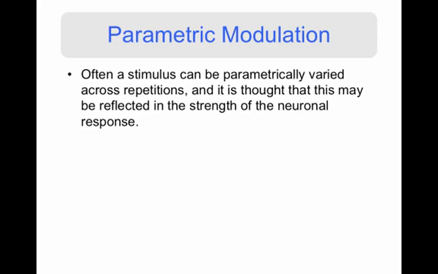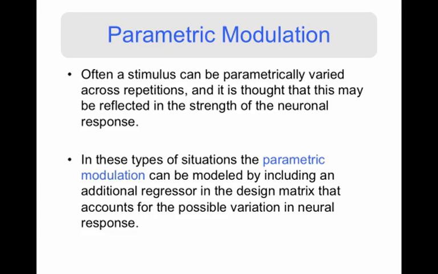Finally, we often assume that the stimulus is the same every time it's repeated, but often a stimulus can be parametrically varied across repetitions, and it is thought that this may be reflected in the strength of the neuronal response. One example would be a go, no-go task, where the reaction time, the amount of time it takes for you to press a button, might vary between different repetitions. In these types of situations, the parametric modulation can be modeled by including an additional regressor in the design matrix that accounts for possible variation in neural responses between trials.